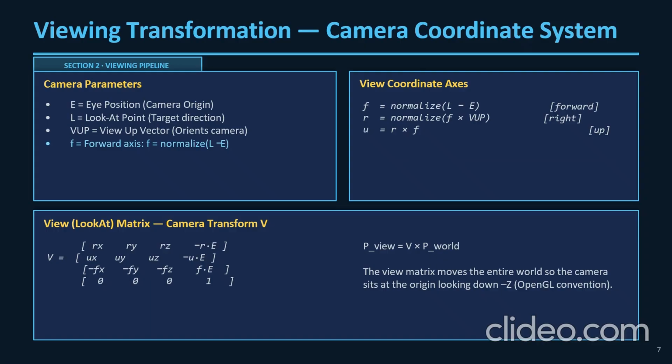Now let's understand the viewing transformation. Viewing transformation represents the position and orientation of the virtual camera using parameters like the eye position, look-at point, and view up vector. The system transforms the entire world so that the camera is located at the origin. This simplifies all further calculations in the graphics pipeline.